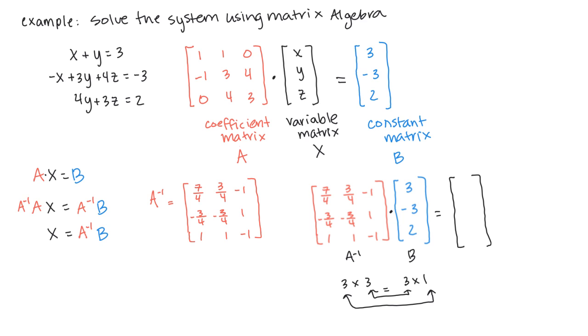When I do that, I get the entries 1, 2, -2. So remember, this matrix is X, and X represents the variable matrix, so that means each of these are X, Y, and Z. So the solution to my system is the ordered triple 1, 2, -2.